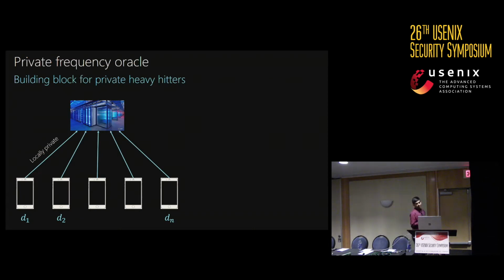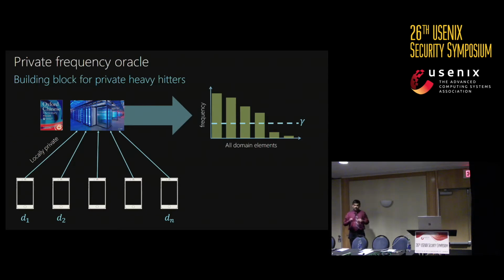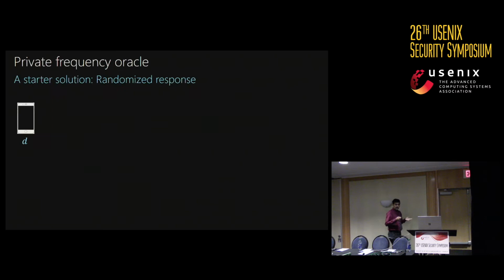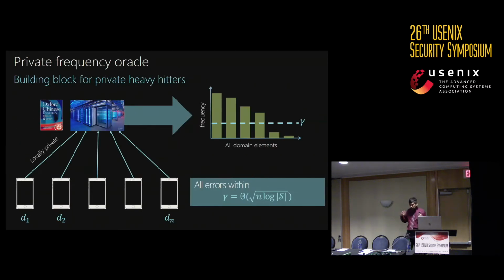So what is the problem of private frequency oracle? Here, the only difference is that you have access to the dictionary. So you know what you are searching for. You are just trying to figure out the frequency of the words which you are searching for. So you want to find out a histogram over the words, and you want to ensure that your estimation of the frequency for each of these words collectively has low error.